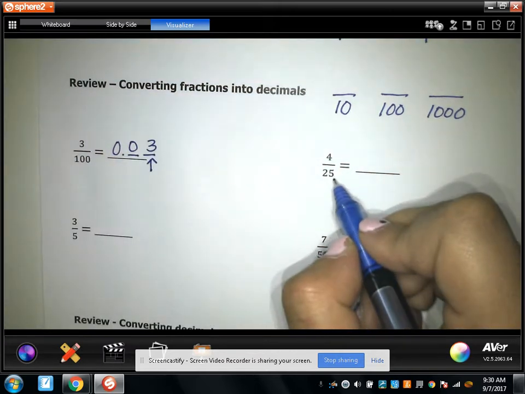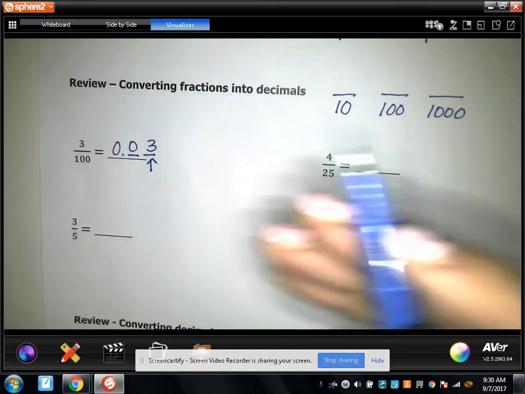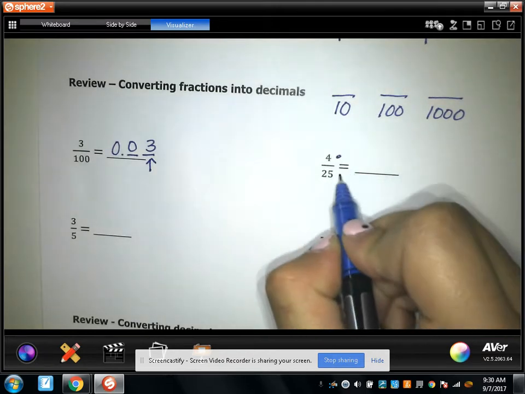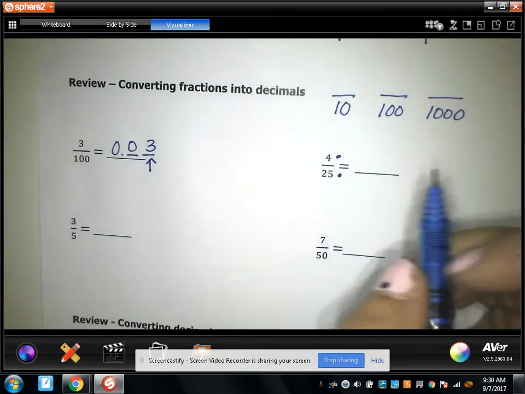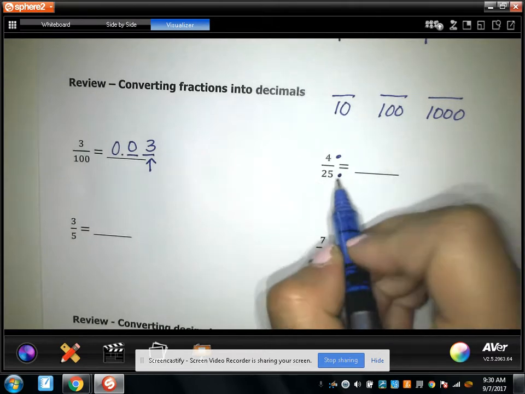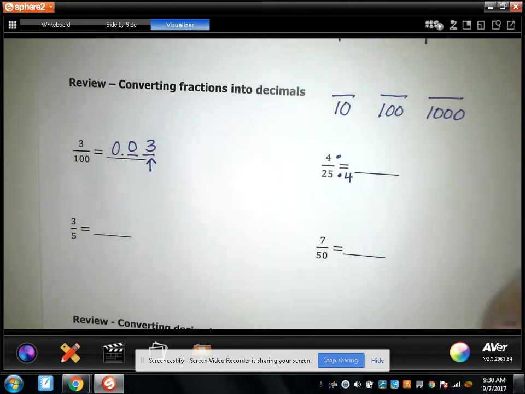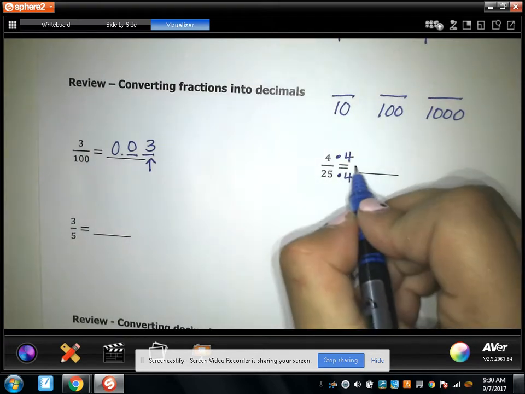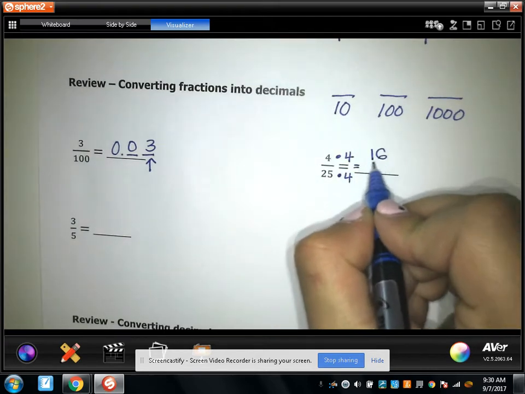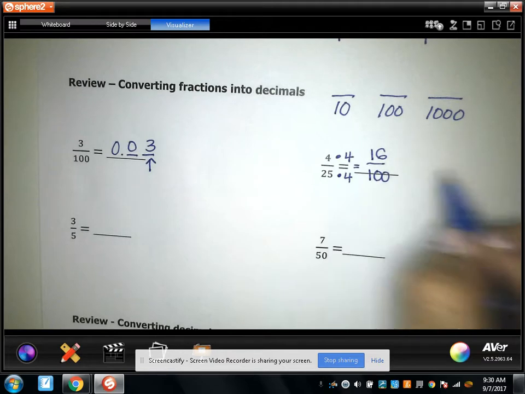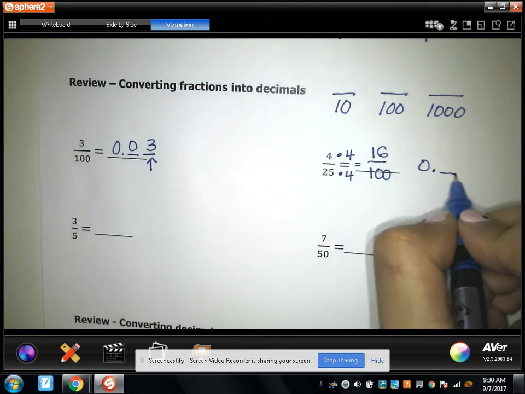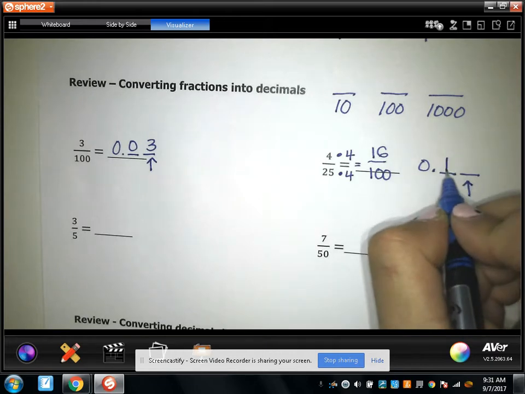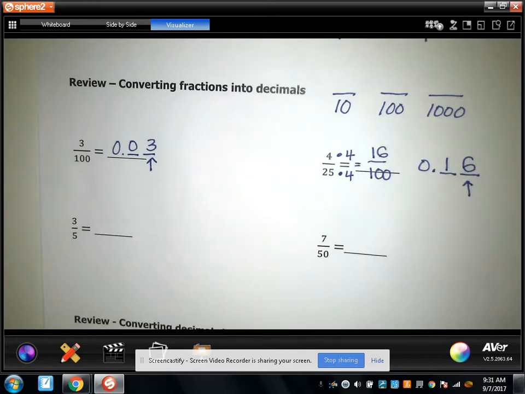In this example, I really wish that it was over 100. And one way of achieving this is to multiply 25 to get 100. So 25 times 4 gives me 100, which means I'd have to multiply the numerator by the same thing. And I would get 16 over 100, which means I have to have a 16 ending in the hundredths place, which means I'd have 0.16.